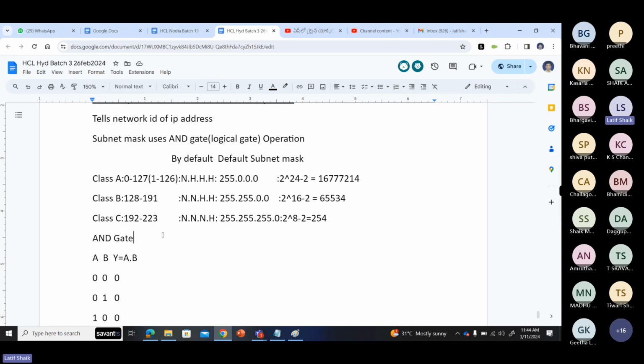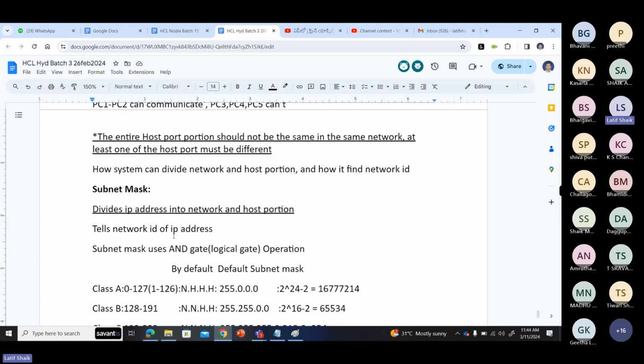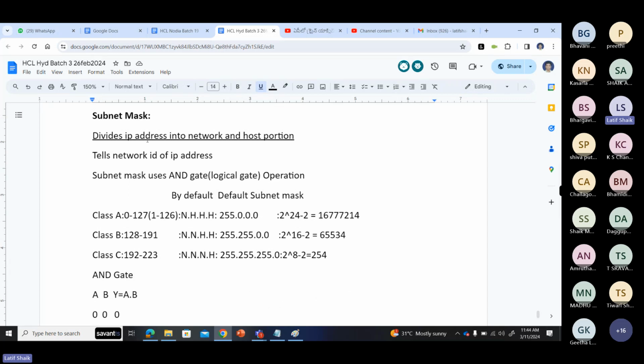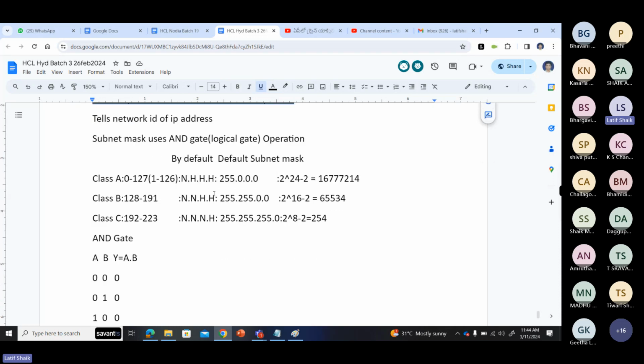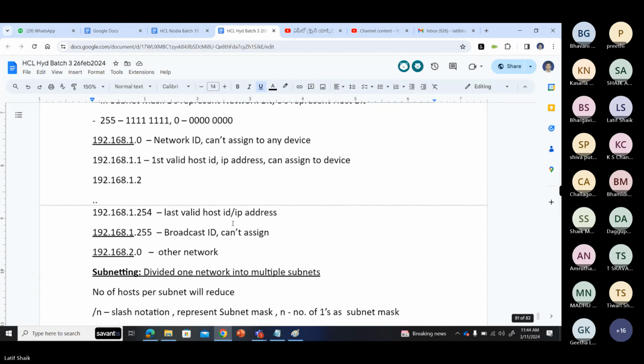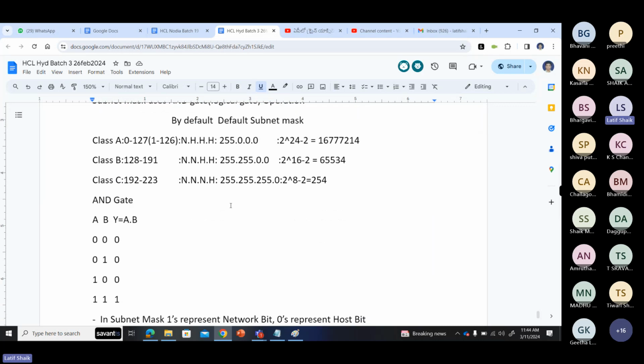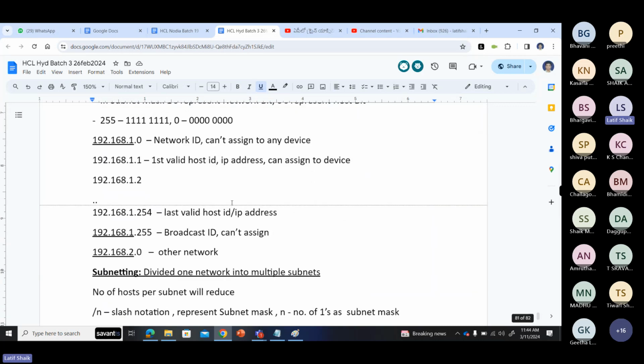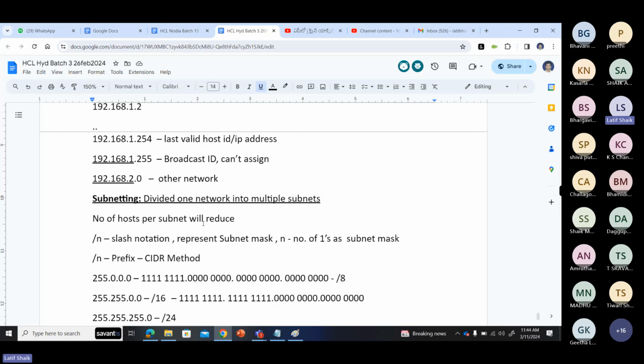And they started utilizing the subnet mask concept to divide our network into a host portion and a network portion. What is the use of a subnet mask? It is used to divide our IP address into network and host portions. The system calculates our network portion using an AND gate operation. I didn't show how to calculate it, but I will show you that one here.